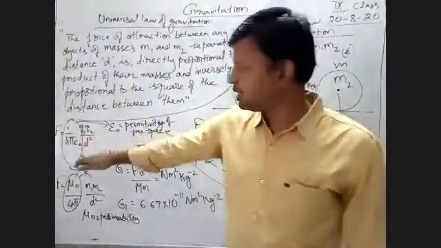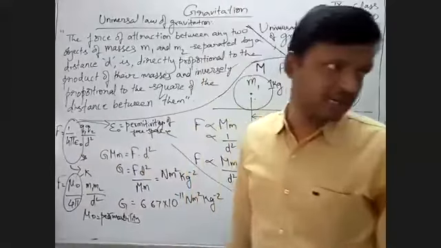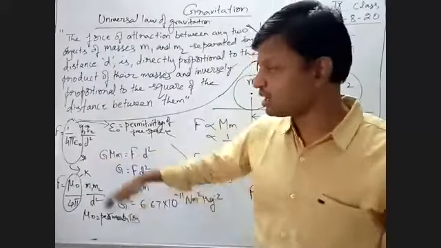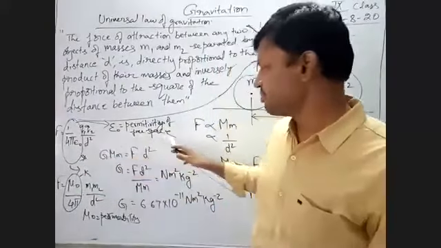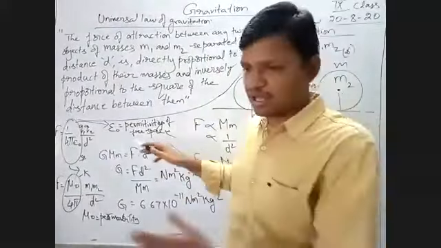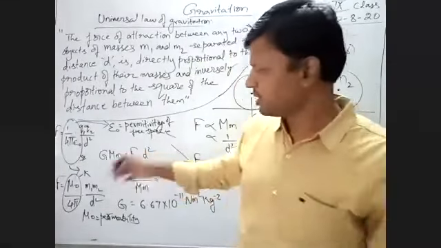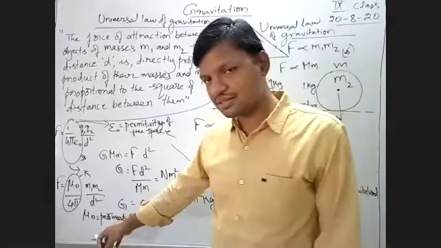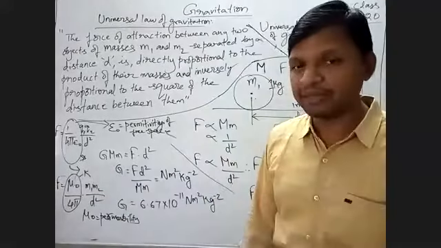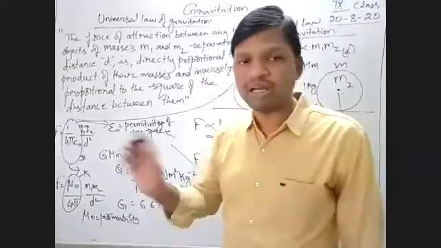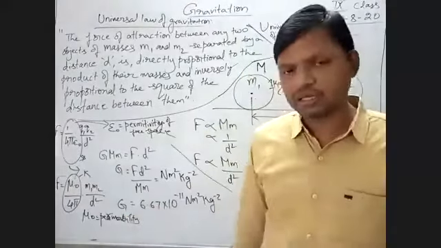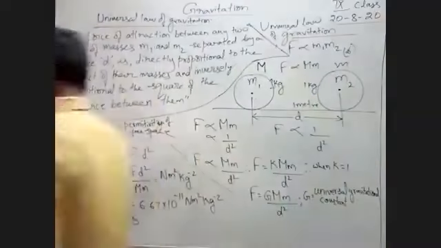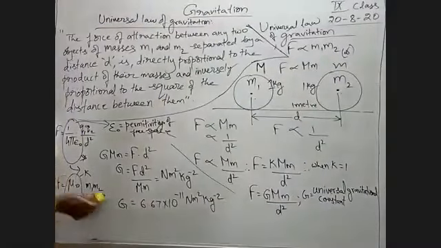But the constant is always present. Here we call it 1 by 4 pi epsilon naught, the permittivity of free space, that means the permittivity of electric charges. And then this is mu naught by 4 pi, where mu naught is the magnetic permeability. Like that we have these generalized forms of this force of attraction. This we will study later.